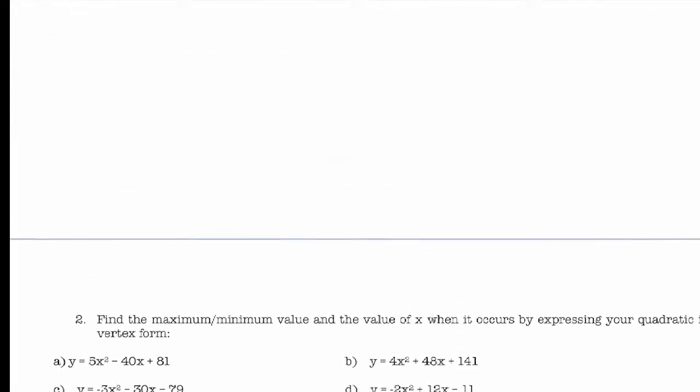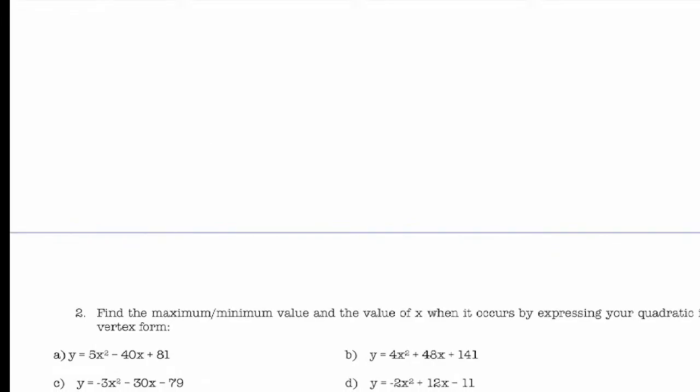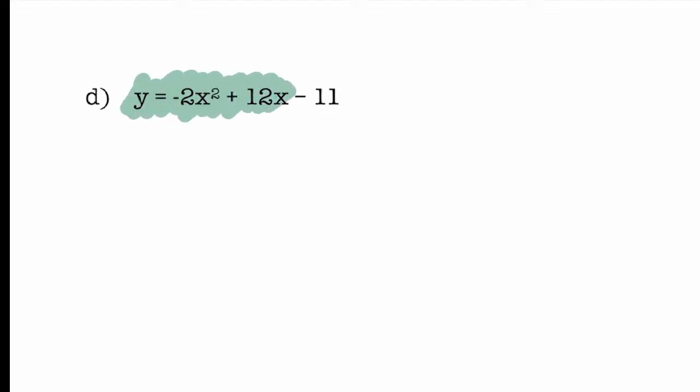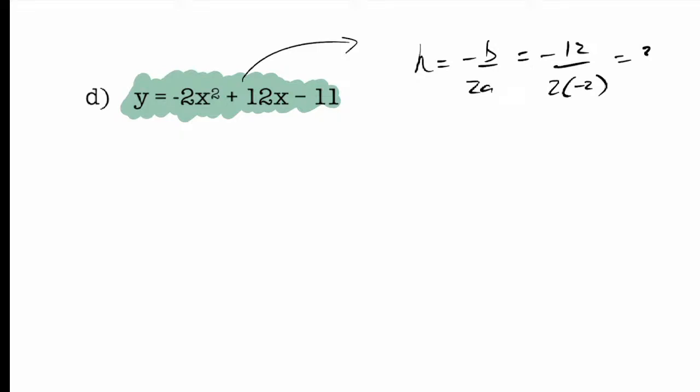Sure. So for D here, they ask to find the max or minimum value, and the value of x that it occurs at, when expressed in quadratic form. They're essentially asking you here, Lena, for the vertex. So if you have a quadratic in standard form and want to find the vertex, your h value is going to be -b over 2a. In this case, -12 over 2 times -2 is 3. So my h value comes out to be 3.